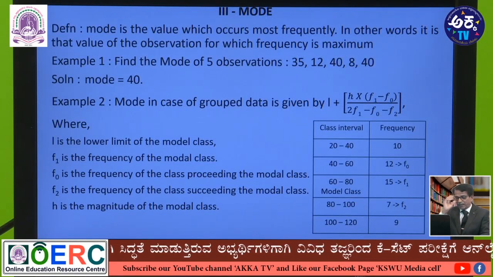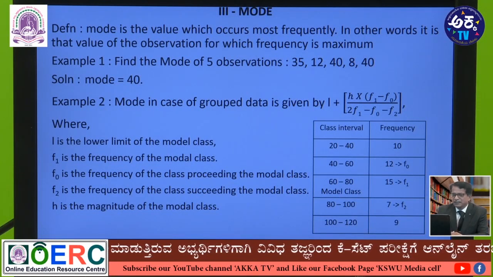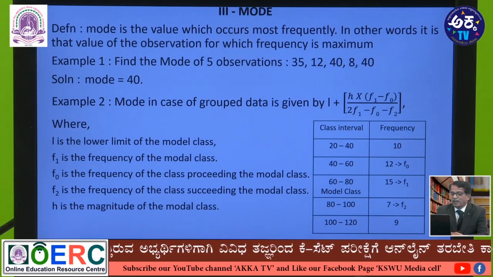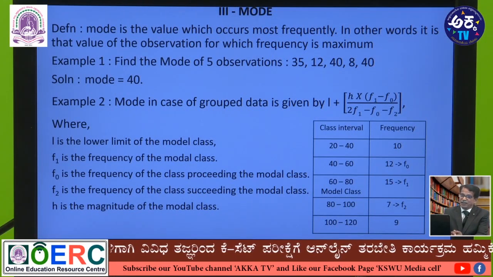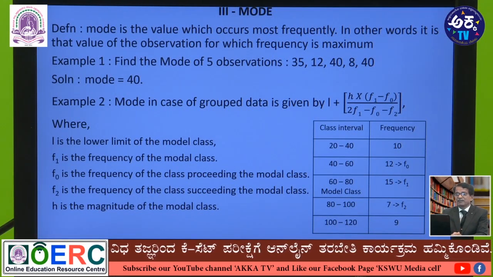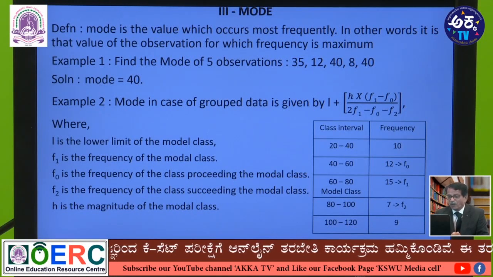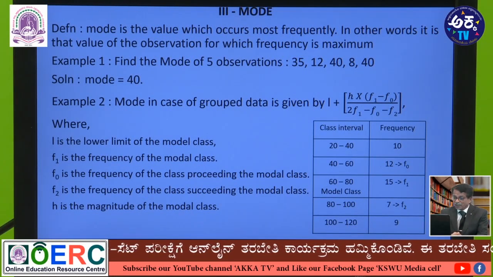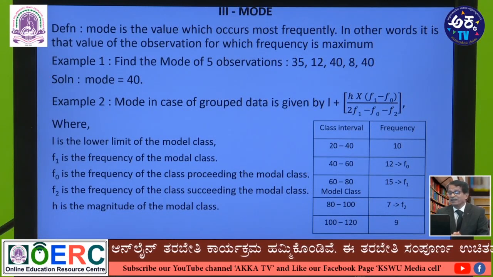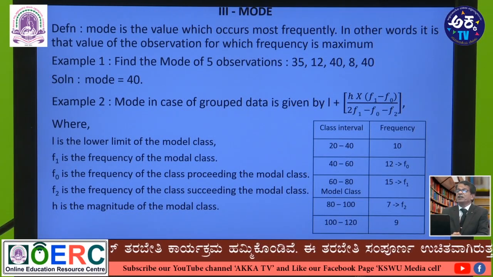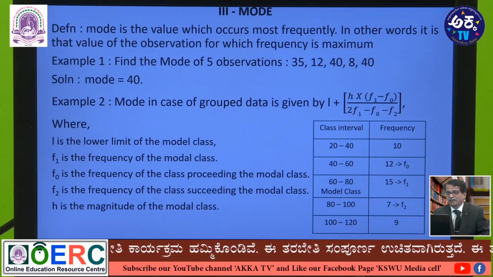Friends, after having studied the arithmetic mean as an average, and next the median as an average for qualitative data, yet another average or measure of central tendency is available, and that is called mode. This mode is again useful for handling qualitative data of different nature.